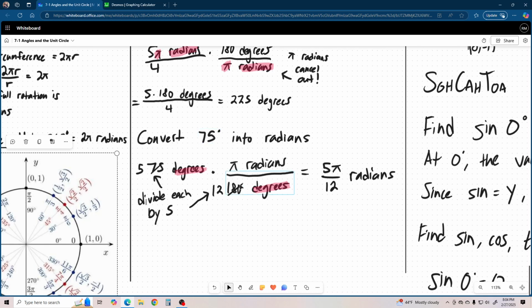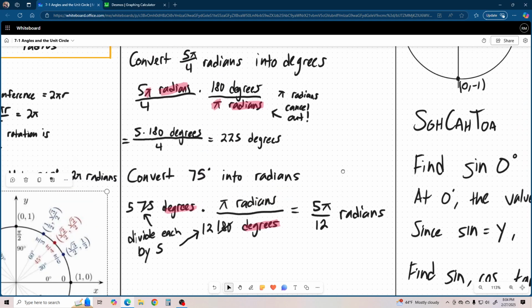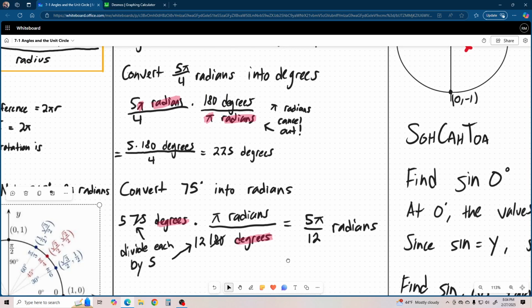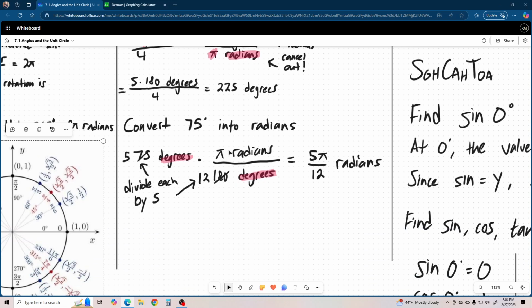Okay, so now we're going to convert 75 degrees into radians. So remember, we're going from degrees into radians, so now we need to have the radians on top. It's the same little piece, but instead of 180 over pi, we're going to do pi over 180 because we want the radians on top, right? So first of all, we can cut the degrees. And then you'll notice that 75 and 180 both share a 5, so we can reduce both of those.